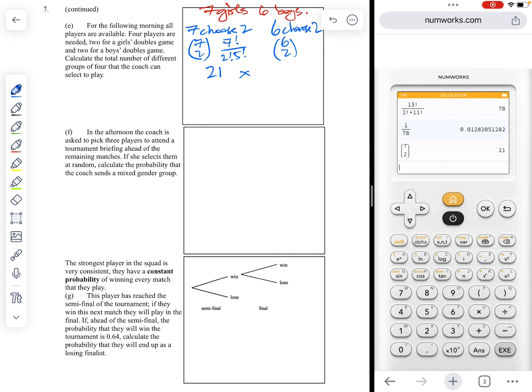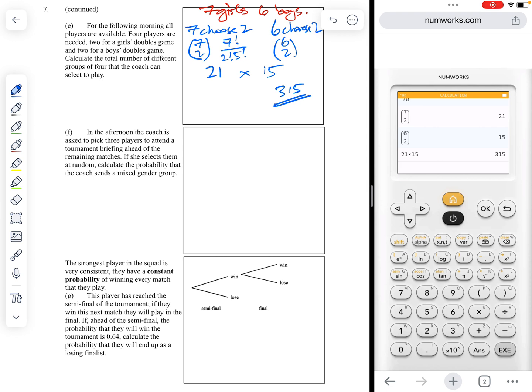For the boys, let's repeat, Toolbox, we're in the right place. Let's do 6, come down 1, 2, that's what we want, 15. So if there are 7 girls choose 2, we've got 21 pairings of girls for doubles, and each one of those could be with the 15 boys pairings. 21 times 15, 315 different groups of 4 could be put forward by the coach.